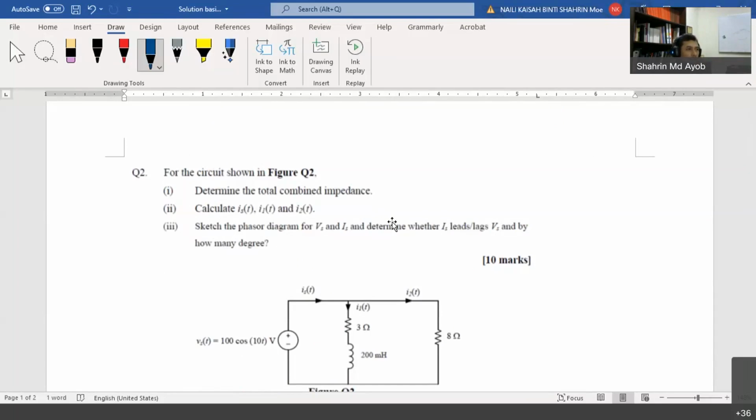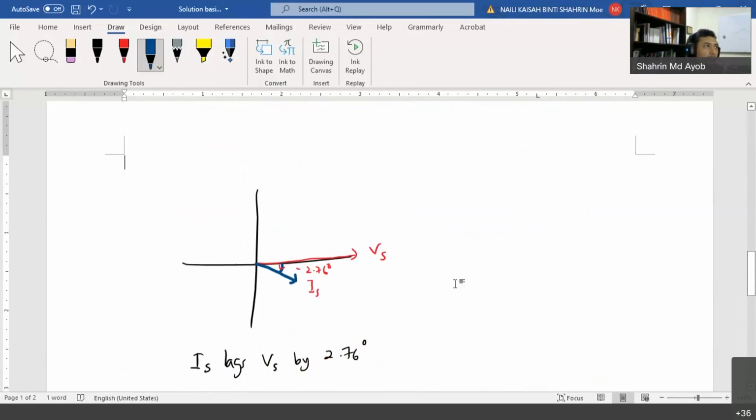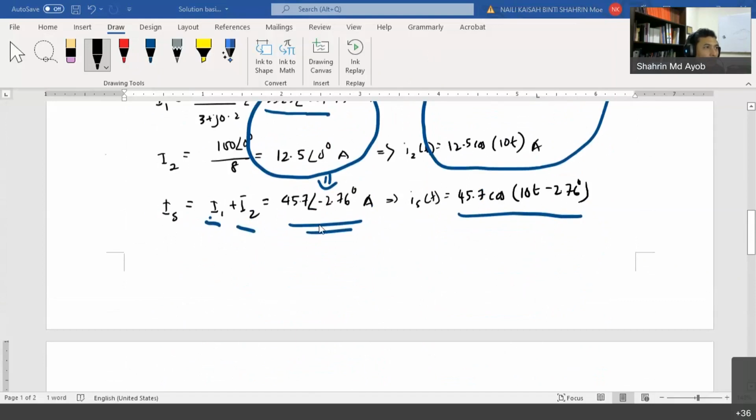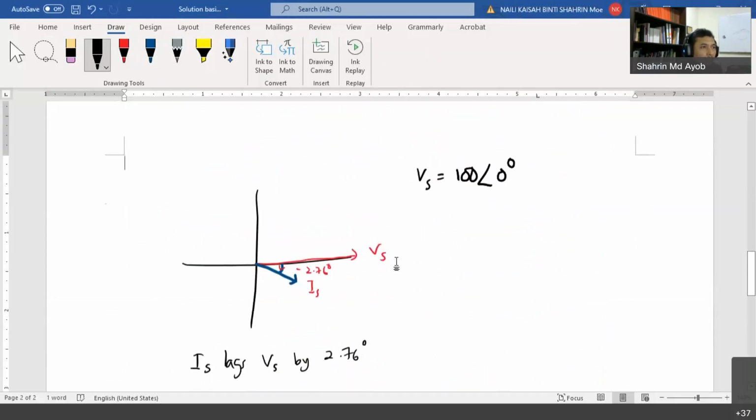So the last question: sketch the phasor diagram for Vs and Is and determine whether the current Is leads or lags the voltage source, and by how many degrees. Right now, your voltage source is 100 with an angle of 0, while your current Is, in phasor form, is 45.27 with an angle of negative 2.76 degrees. So sketch the phasor diagram for both.